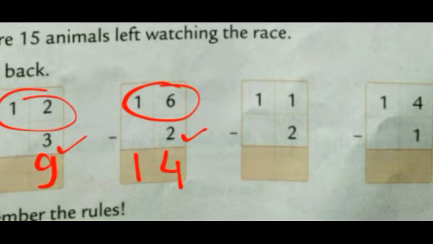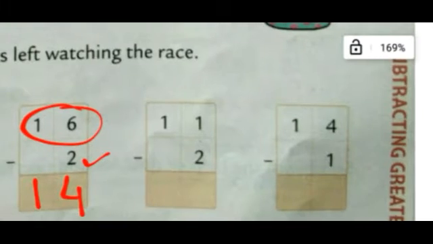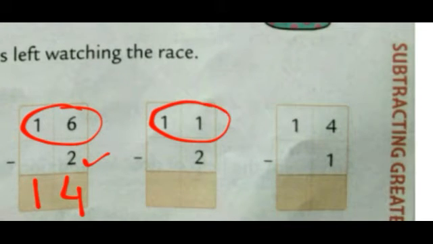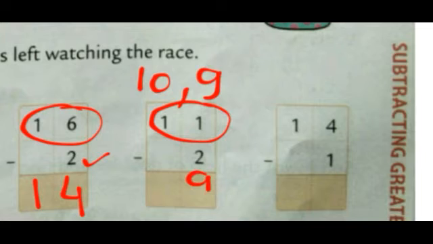Okay. Now see the next one, 11 minus 2. 11 is the bigger number. We have to just count back 2 numbers. So let's count that. 10, 9. We got 9. 9 is a single digit number. So we will write it here.